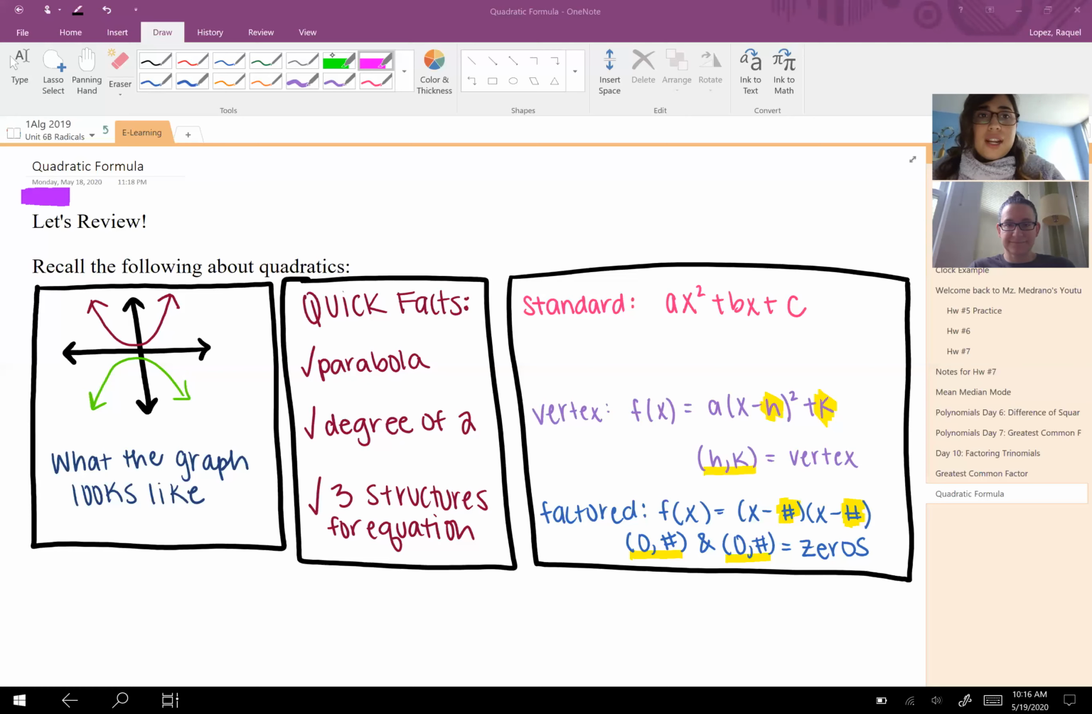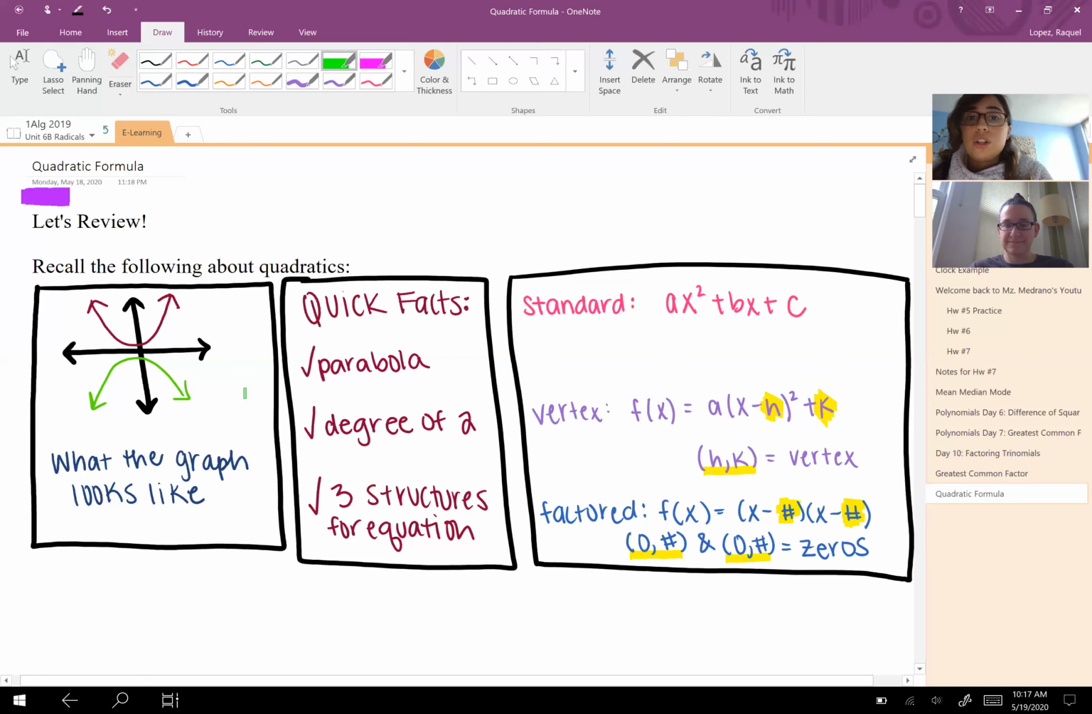In a quadratic, we've got a graph, and the graph looks like a parabola. A parabola is like a smile that's going up, or like a frown that's opening down. Some quick facts about quadratics: the graph is called a parabola, all quadratics have a degree of 2, and there are 3 structures for the equation.